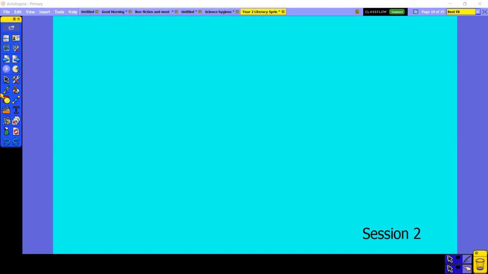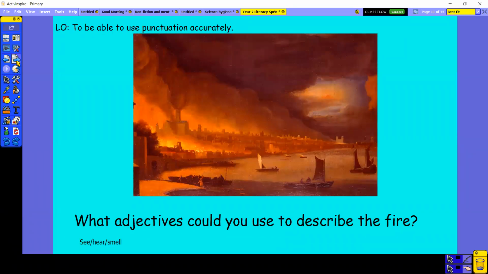And today we're going to carry on using our adjectives and noun phrases that we started yesterday. So we're going to start with, what adjectives could you use to describe the fire? So have a quick chat with your grown-ups, have a look at the work that you did yesterday. What adjectives could you use?